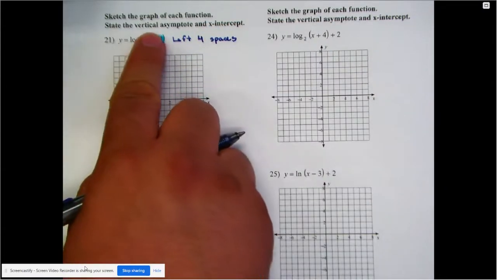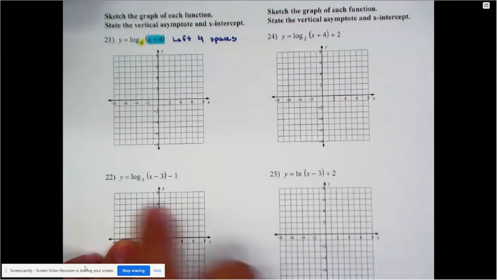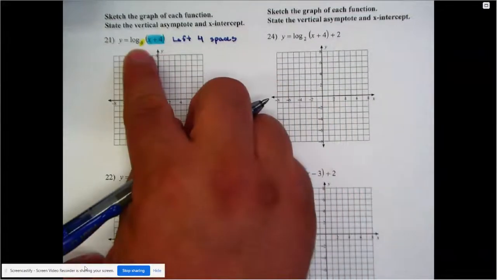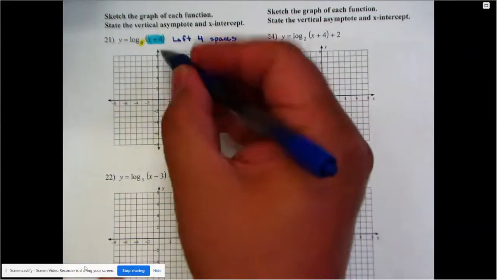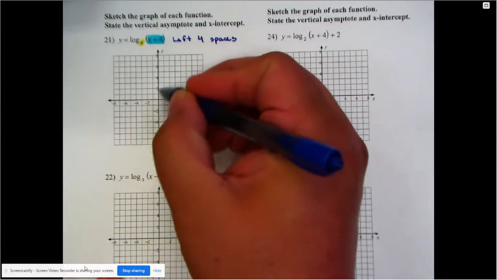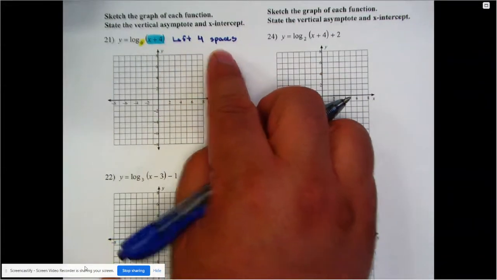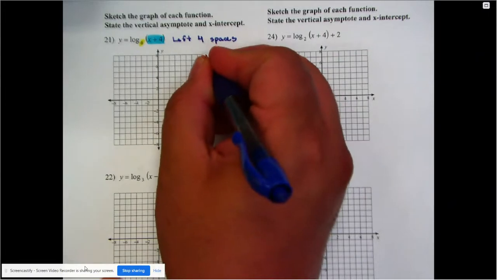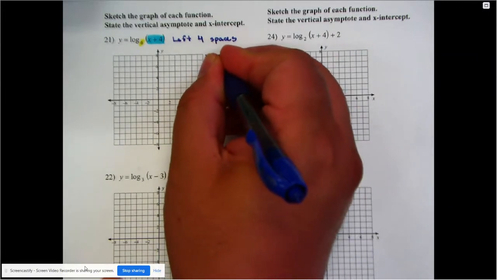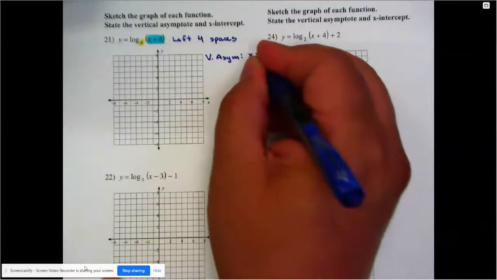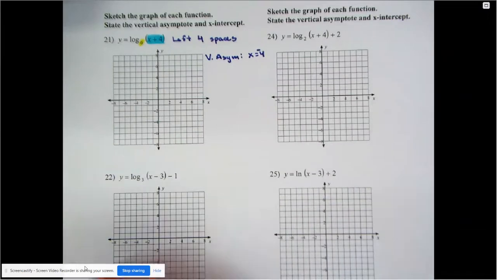Now, they do want me to state the vertical asymptote and the x-intercept at some point. We'll put that below. So I'm going to the left 4, but remember when you're doing a log, the original asymptote is here along the y-axis at x equals 0. So we know we're going to have a new one 4 spaces over. So in fact, let's get that out of the way. Our vertical asymptote is x equals negative 4 because we're going to the left 4 spaces. So we have a brand new vertical asymptote.